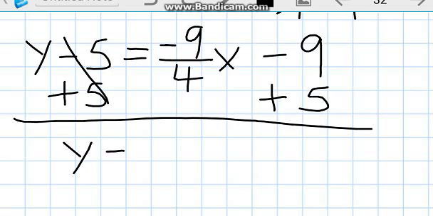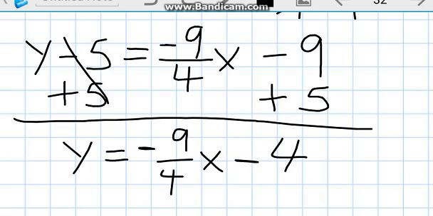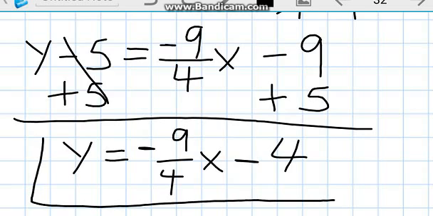We have y is equal to -9/4 x. -9 plus 5, we're going to subtract and keep the sign of the greater number. That leaves us with -4. And that is the equation of the line that goes through the point (-4, 5), and it is parallel to y = -9/4 x - 2.